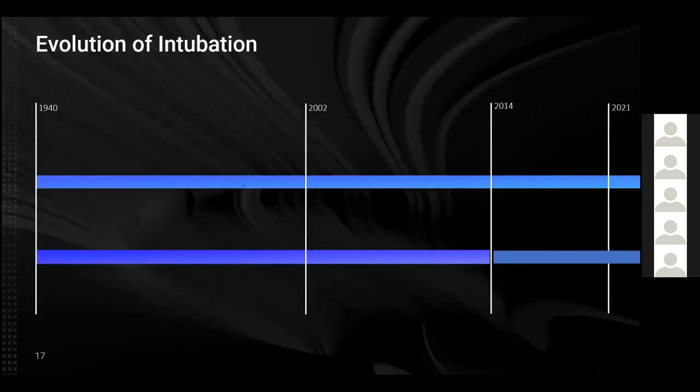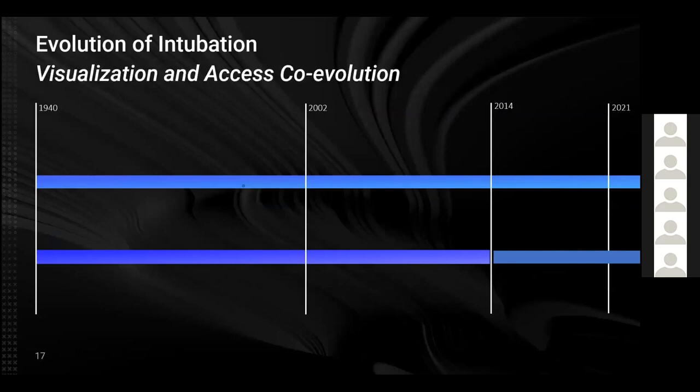Okay, so now we're going to get into the evolution of the co-components. And this is a story of visualization and access co-evolution. So we're going to start at 1940 and go through today. The top timeline is visualization components. The bottom is access components. 1940 is about when we started intubating people regularly.